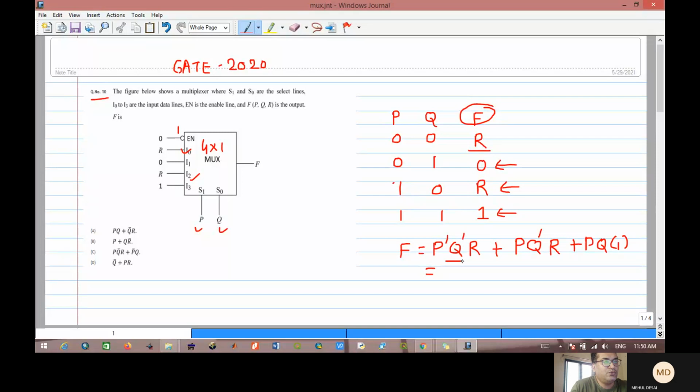Now in this expression, Q dash R is common. So Q dash R, and here P dash plus P, and this one is PQ. Now P dash plus P is nothing but 1. So Q dash R plus PQ. So this is the answer, the Boolean expression of this Mux circuit: PQ and Q dash R. So this is the right option A. In this way, if you have knowledge of the Mux circuit, you can solve any example related to Mux. I hope you all understand. Thank you.